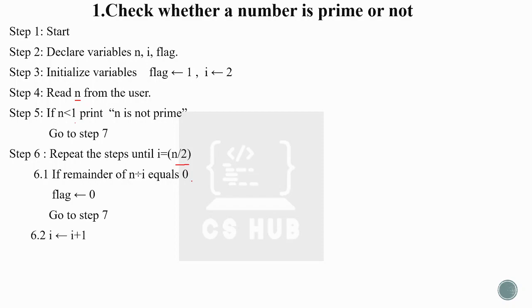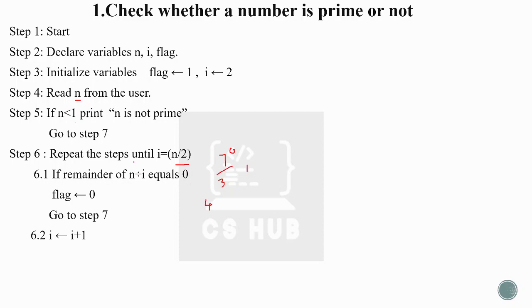Then 6.2, the next step to be repeated is increment i. i is incremented to i plus 1. Suppose our number is 7. I divide 7 by 2 and I get a remainder, so I will increment i. So i is incremented to 3, and I will divide 7 by 3. Again I will get a remainder. So again I increment i, and i is 4.